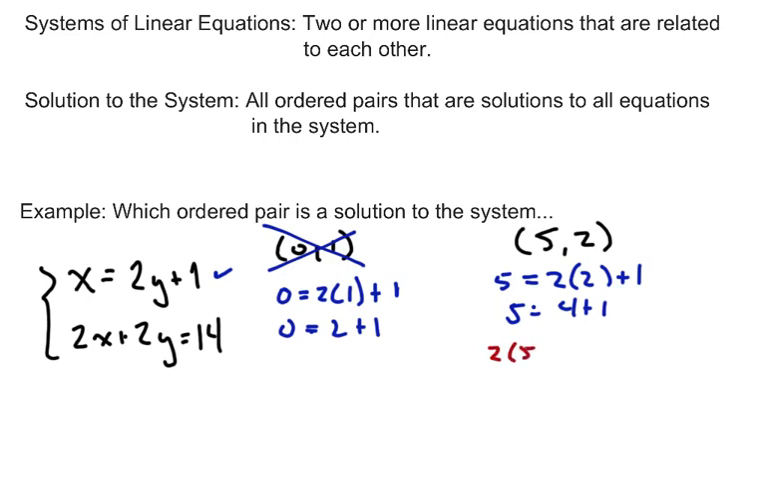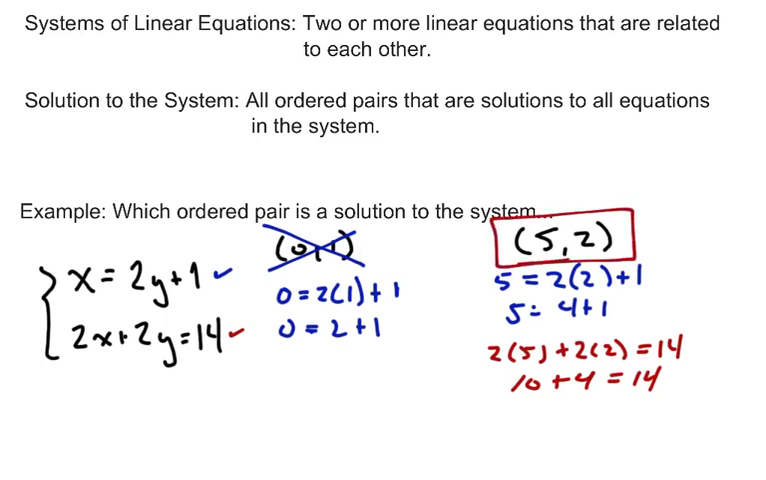So we plug in 5 for x and 2 for y and see if it works out. Well, does 10 plus 4 equal 14? Sure does. So now we found out that this ordered pair is a solution of both equations in the system. Therefore, it's a solution to the system.